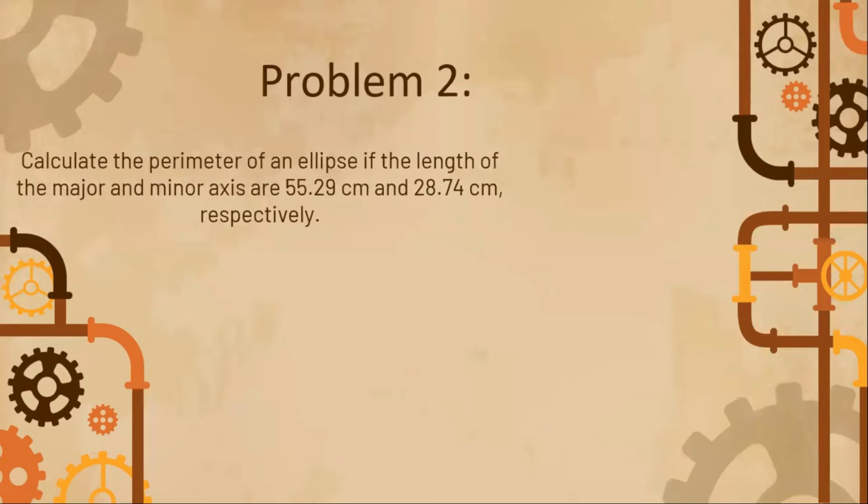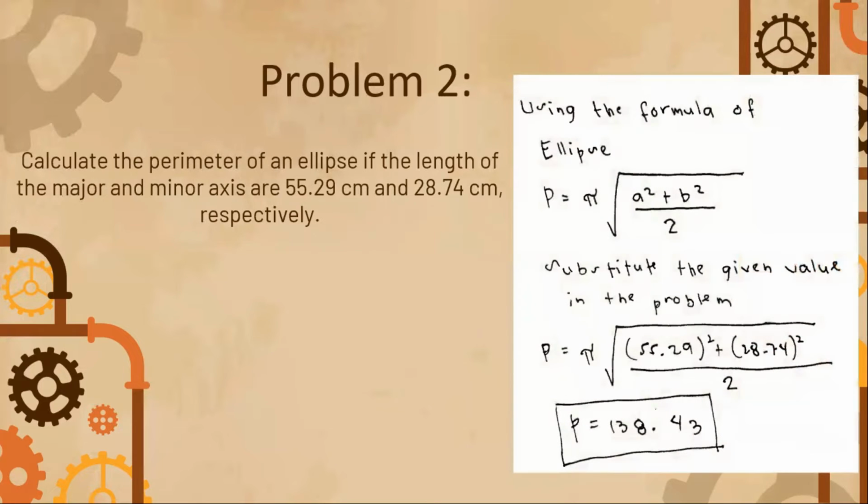Problem number 2. Calculate the perimeter of an ellipse if the length of the major and minor axes are 55.29 cm and 28.74 cm respectively. So using the formula of an ellipse, P equals pi times the square root of a squared plus b squared over 2. You just have to substitute the given values in the problem. So substitute all the given values.